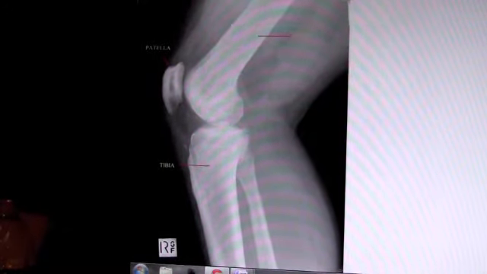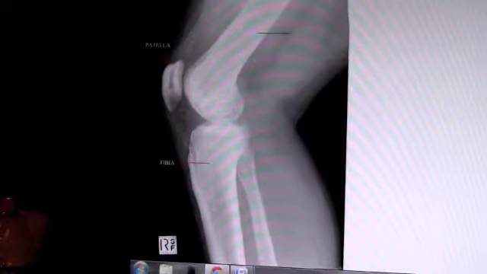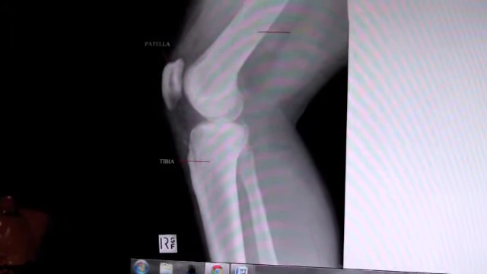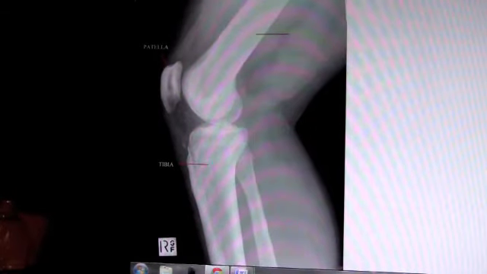The quadriceps tendon has an important function. When the quadriceps contracts, the tendon contracts, pulling the patella back. This pulls the patellar tendon back, which straightens out the leg.